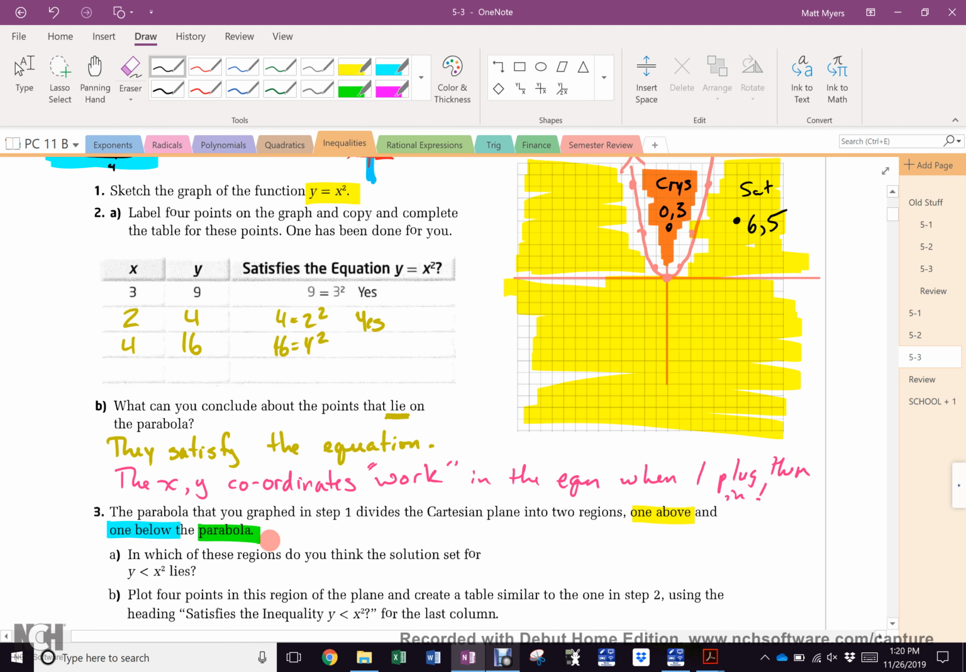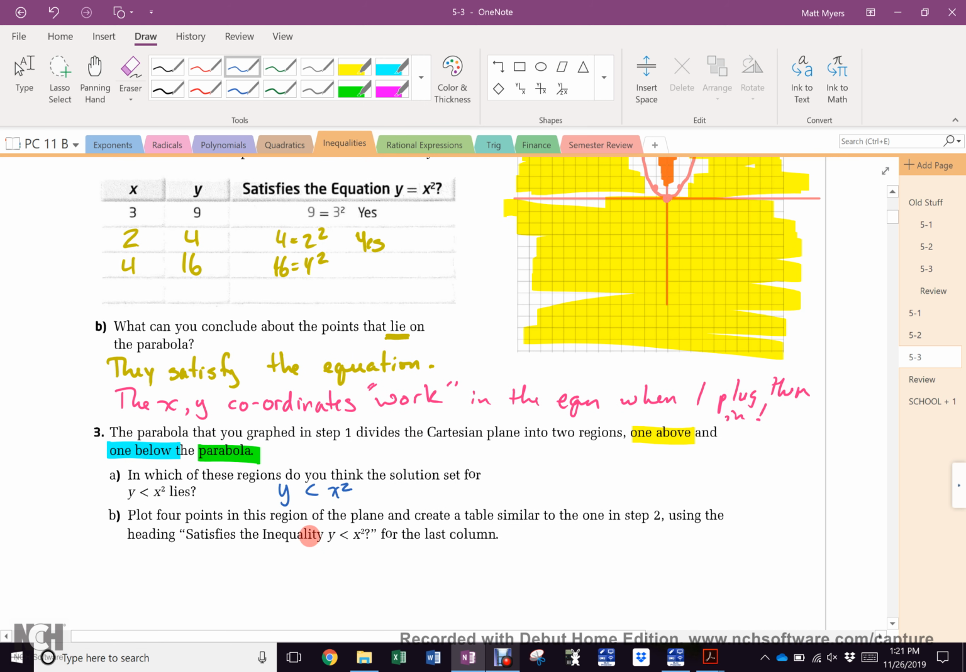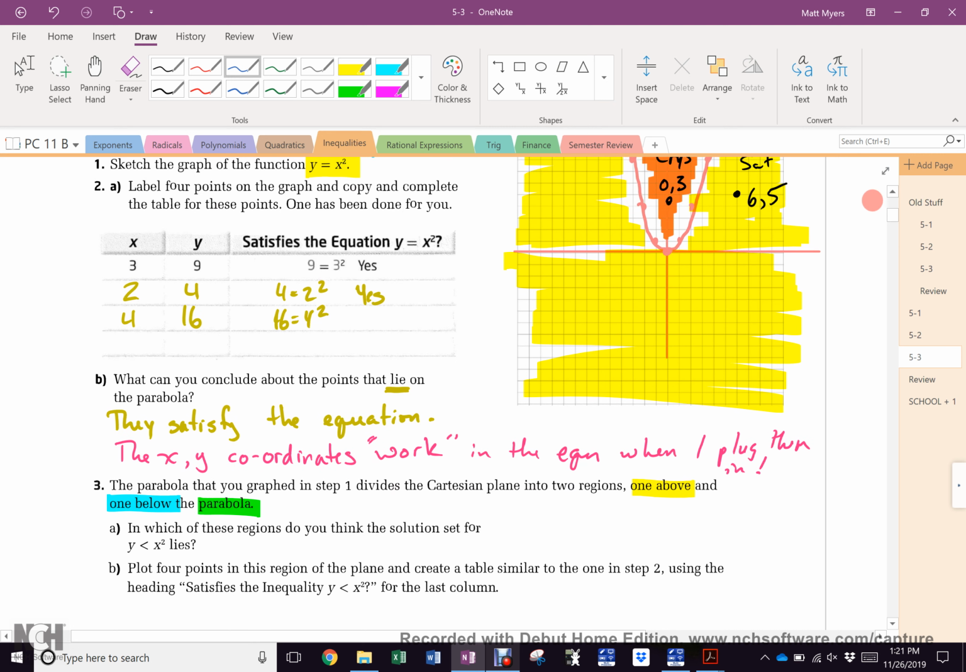So where do you think this answer lies? Is it a Satjot answer or is it a Crystal answer? You feel this will be in the Satjot section, right? So we have Satjot's point. It was 6, 5. Y is less than x squared is what we have to deal with. And we're going to take 4 points in that region. So you guys feel that this must be in Satjot's region, yes? So let's take 4 points from that region. We have 6, 5.